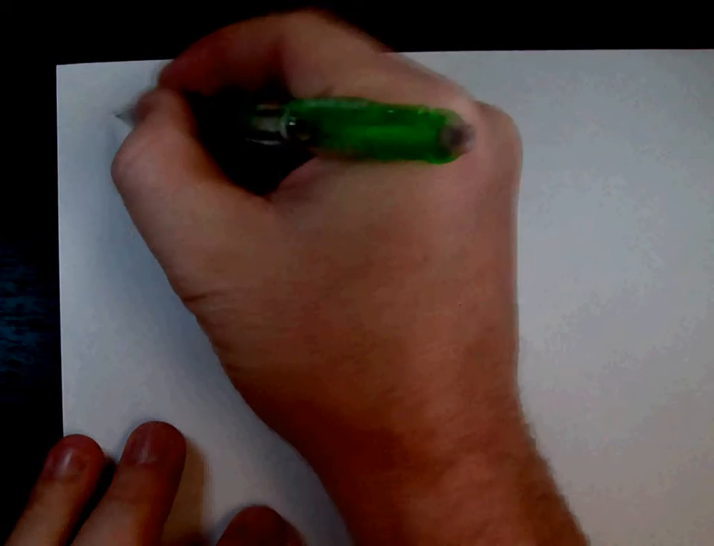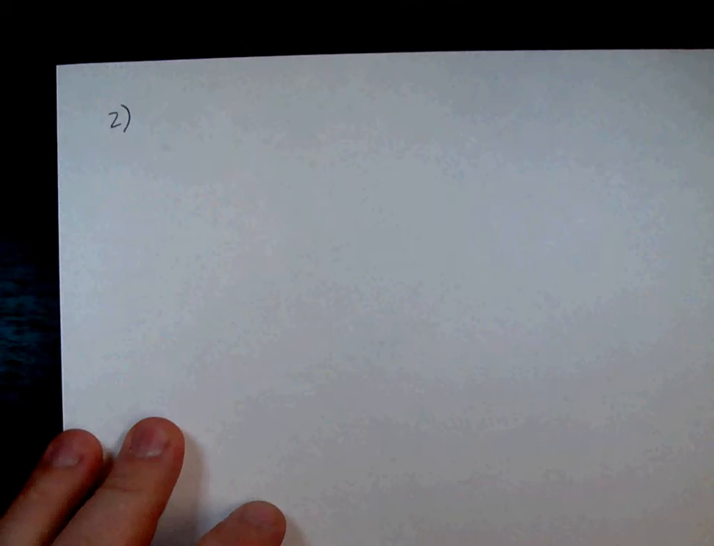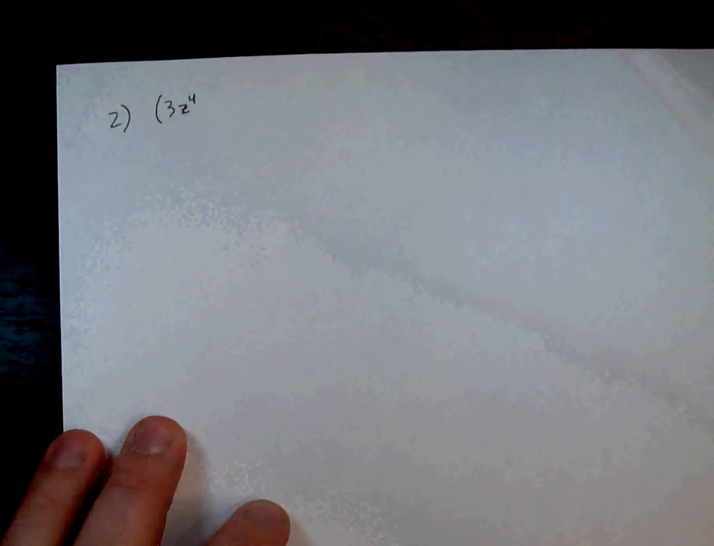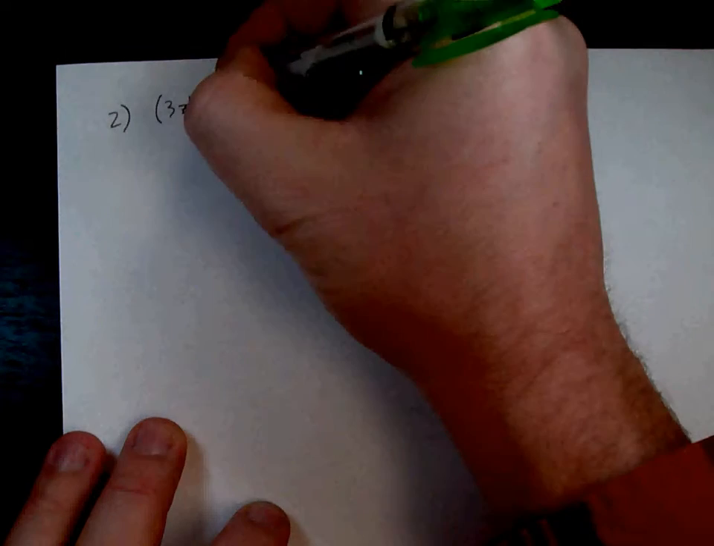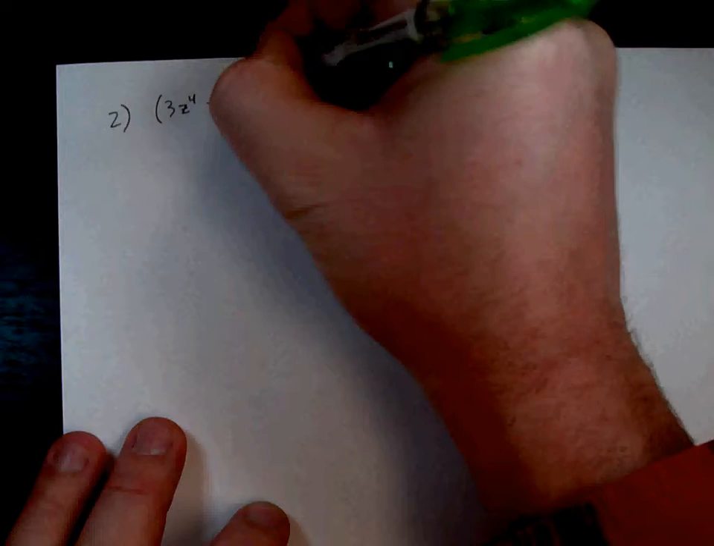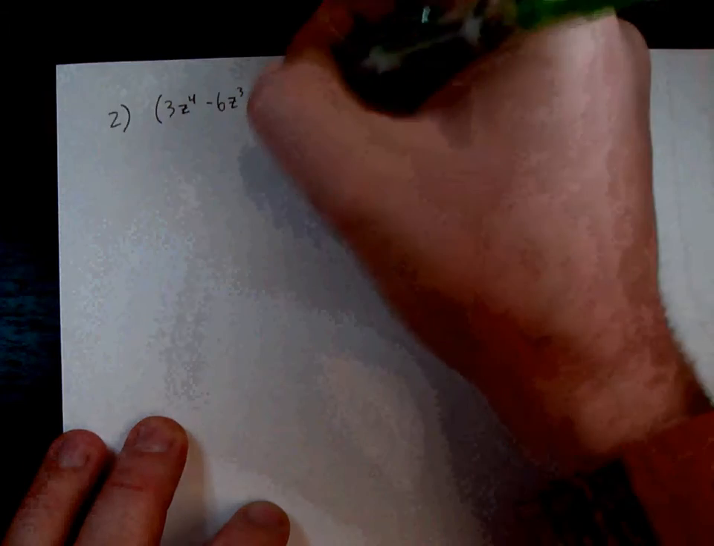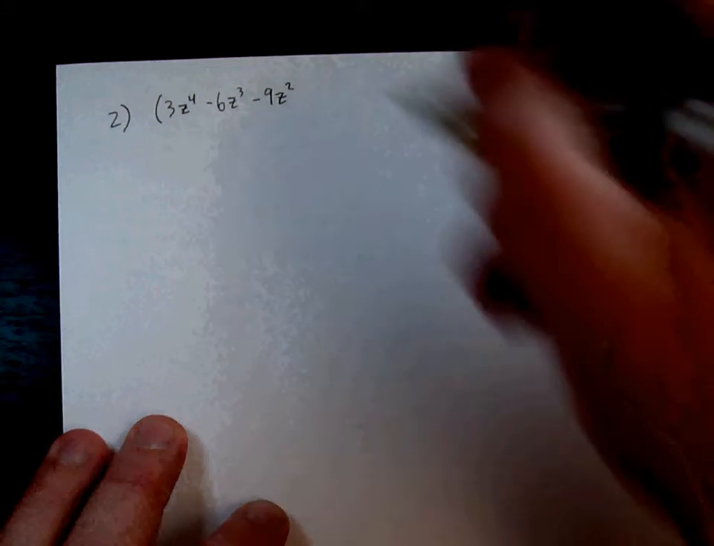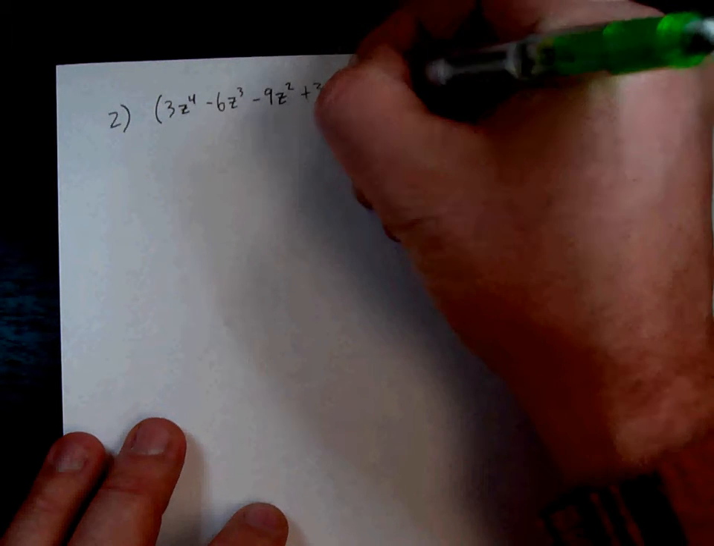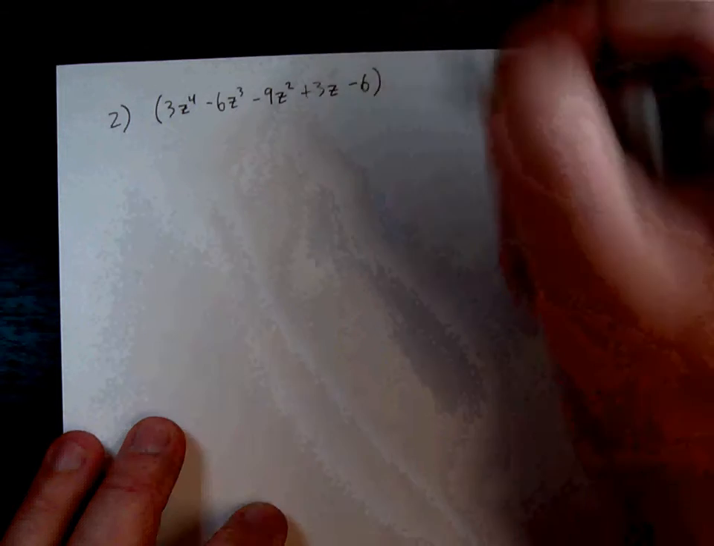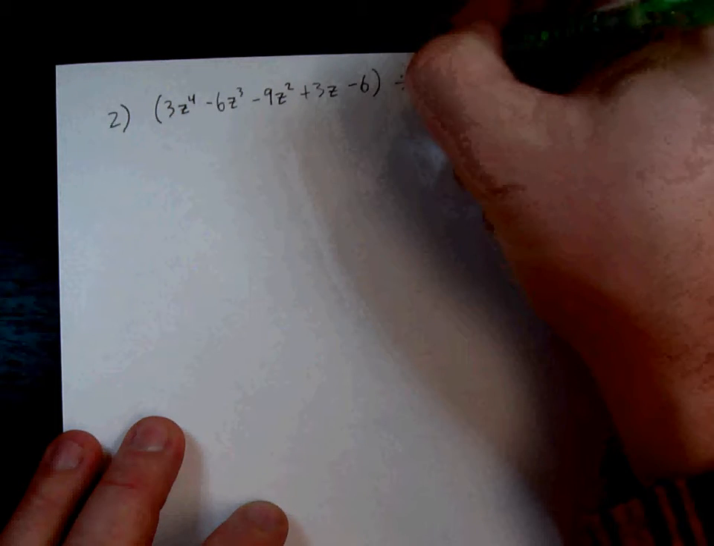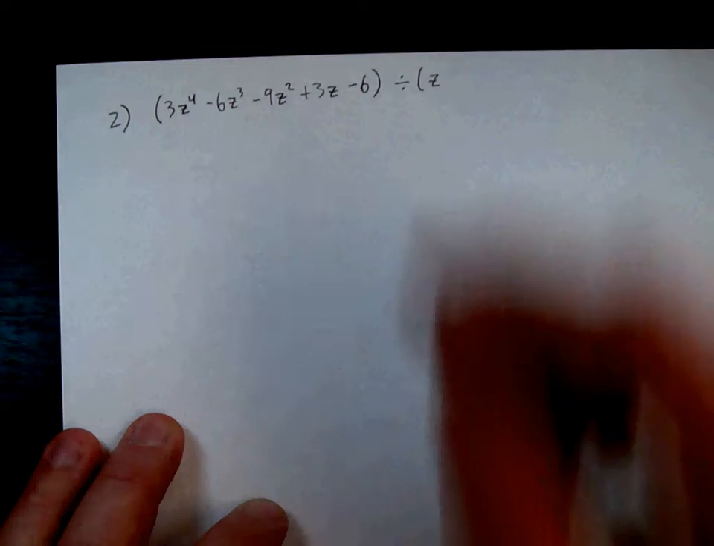So we're ready for example number 2. And we're going to do this problem. We're going to take 3, kind of a long one again, 3z to the 4th minus 6z to the 3rd minus 9z squared plus 3z minus 6. And we're going to divide it by z plus 3.